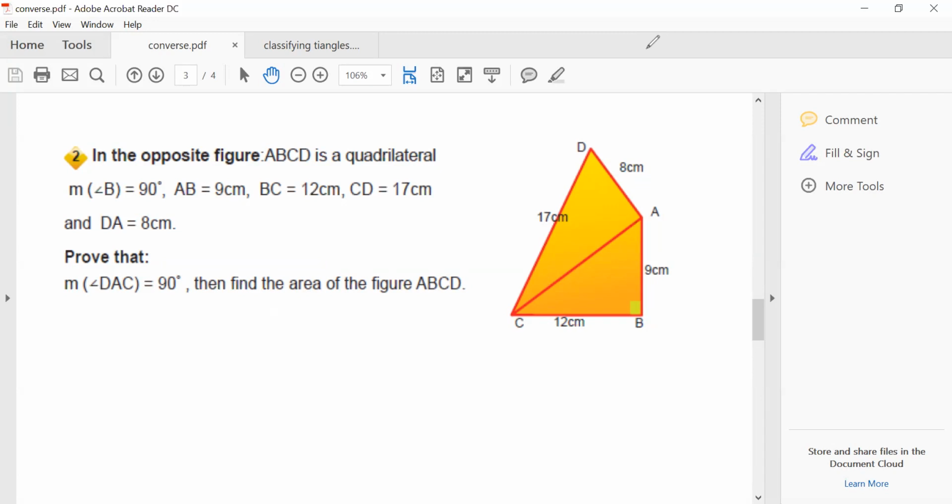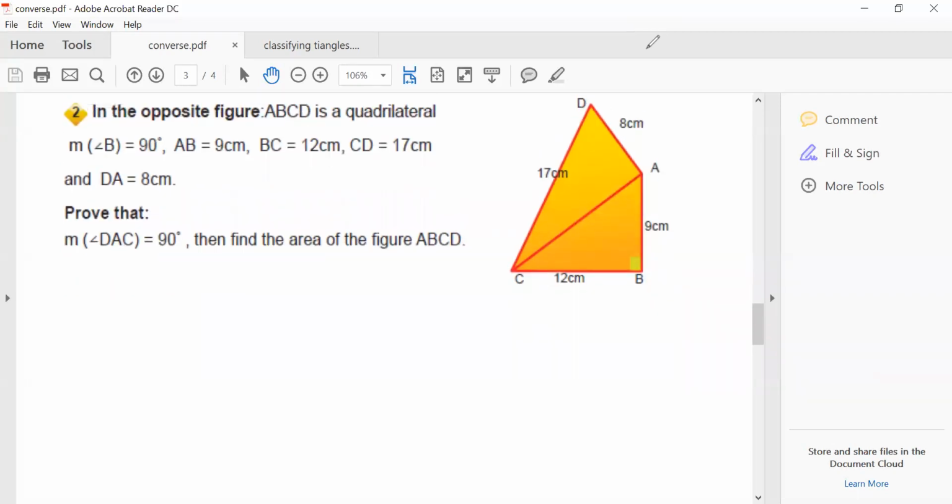Let's see this one. In the opposite figure, ABCD is a quadrilateral. Measure of angle B equals 90. AB equals 9, BC 12, AD 8, and DC 17. Prove that measure of angle DAC, this angle, equals 90 degrees.